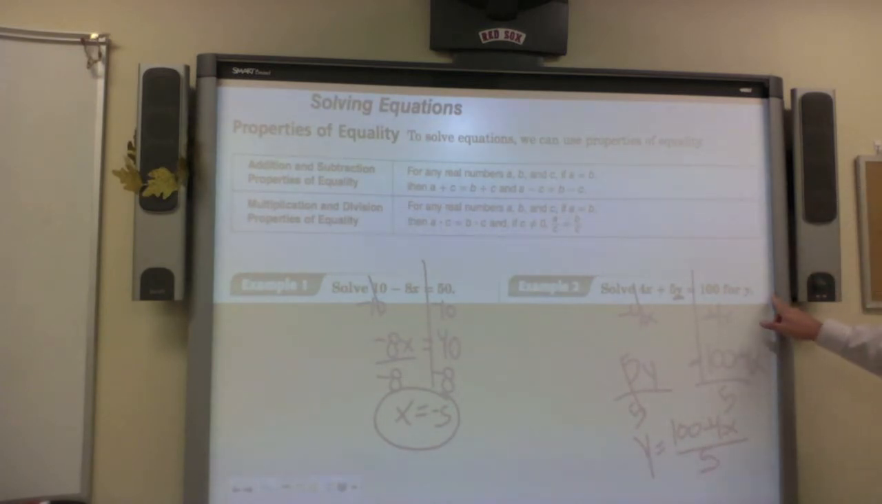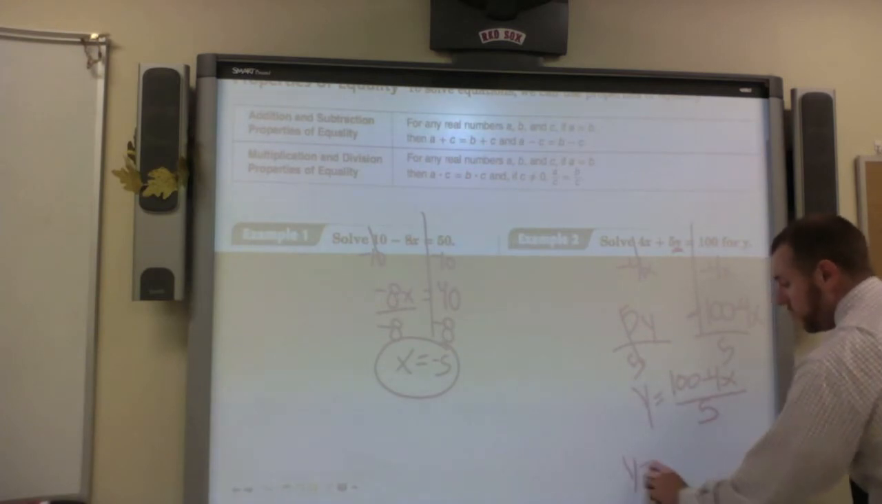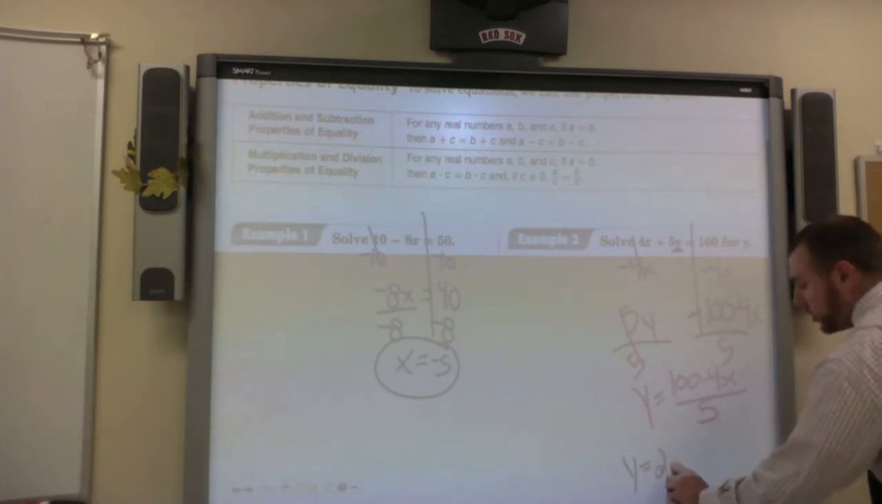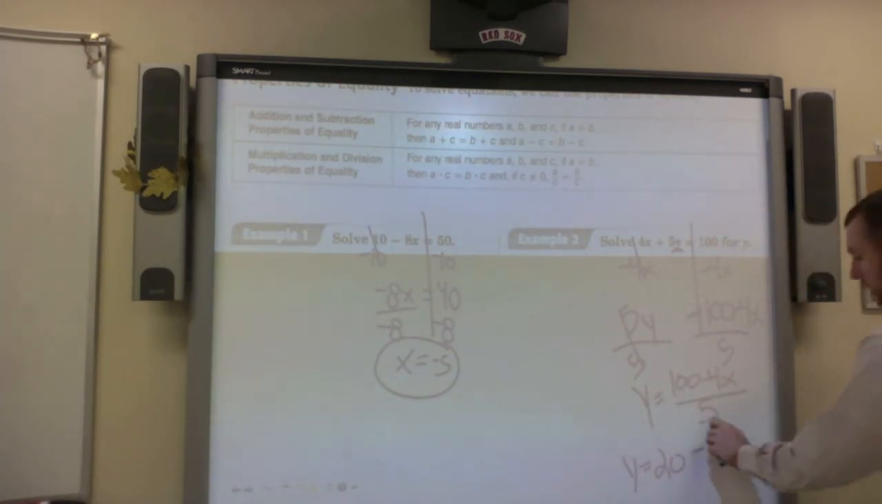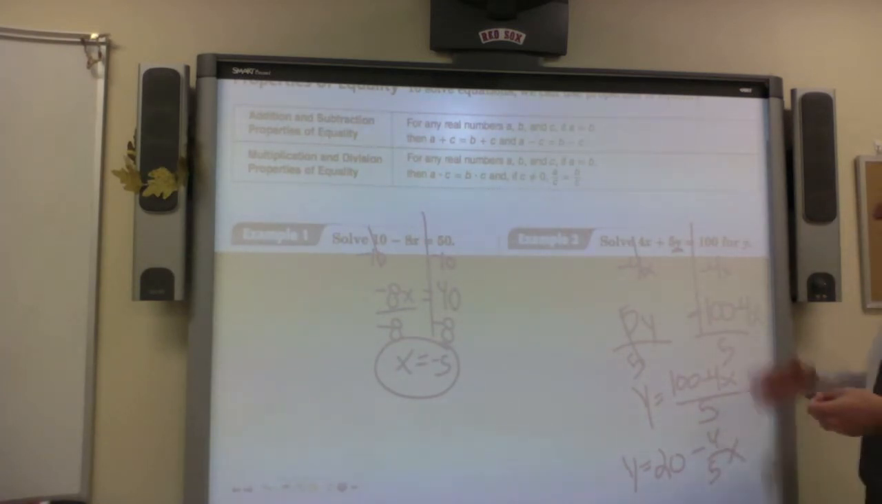I can also reduce this because the 100 is divisible by 5. I can look at it as each part divided by 5. So 100 divided by 5 is 20 minus 4/5 x. And that's how I solve for a formula.